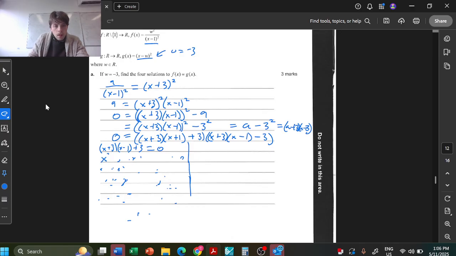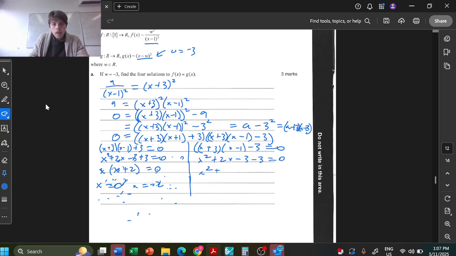We have x squared plus 2x minus 3 plus 3 equals 0. X squared plus that. Okay. Factorizes as x times x plus 2 equals 0, which is x equals 0, x equals negative 2. That's our first two solutions. Okay, going back over here, we have x plus 3, x minus 1 minus 3 equals 0. Expands to x squared plus 2x minus 3 minus 3, so x squared plus 2x minus 6 equals 0.